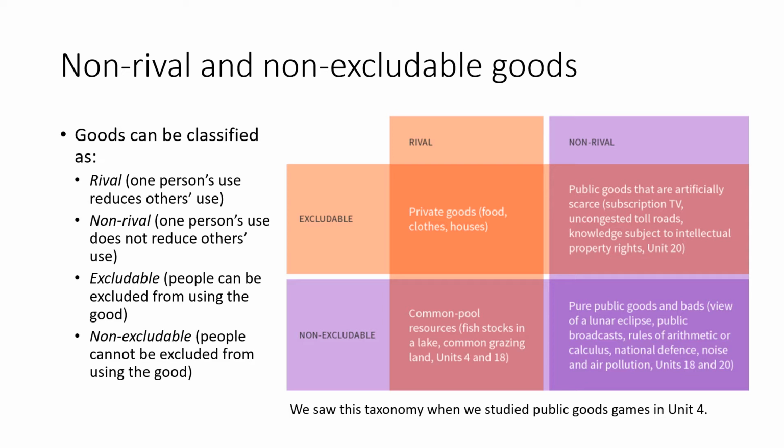The main idea behind a public good is that if it can be provided for one person to consume, then it can be provided for all other persons to consume at no additional cost. Again, think about a lunar eclipse or national defense. These are goods that once they are provided, all persons can consume the good without any additional cost.